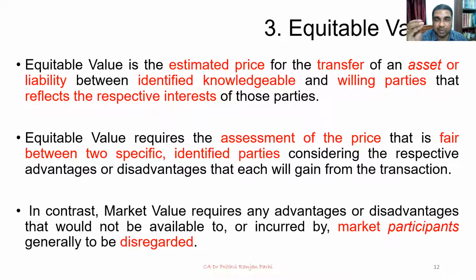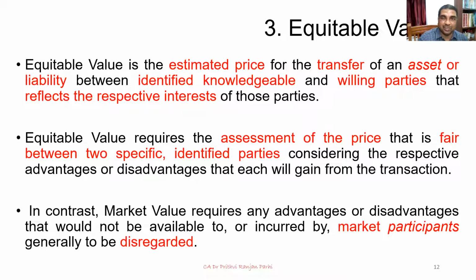When you arrive at the specific value, we consider the respective advantages and disadvantages that will be gained from this transaction. Whereas when we discuss the market value, the specific advantages and disadvantages are disregarded. Only the advantages and disadvantages which are common or available to all market participants are considered under market value basis. But in an equitable value, the specific advantages and disadvantages are considered. Are you getting me?